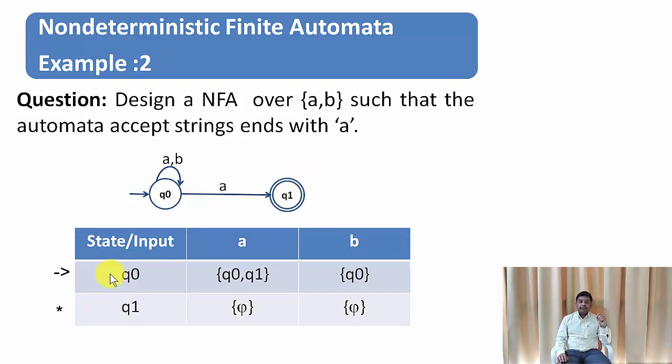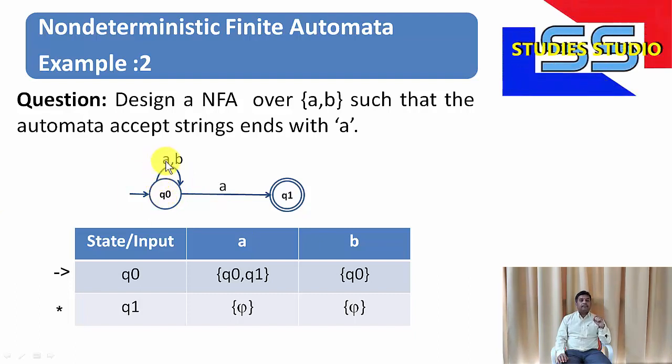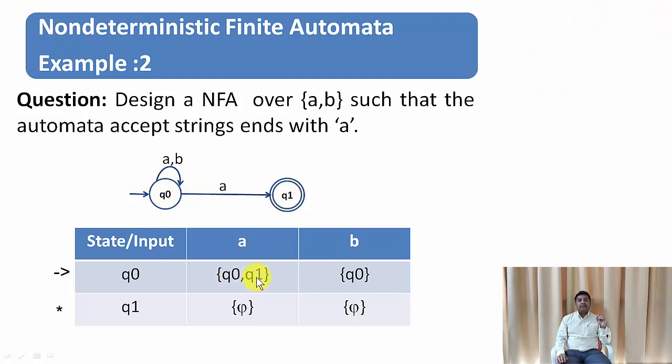Let us see the transition table. If we are in the starting state Q0 and we give the input symbol A, we will be at states Q0 and Q1. You can see here on A it is going to Q0 as well as to Q1. Similarly, on Q0 if we give input symbol B, it goes to Q0. On Q1 neither A nor B is discussed. So on state Q1, if we give input symbol A or input symbol B, it is phi. I hope you understood this example also.